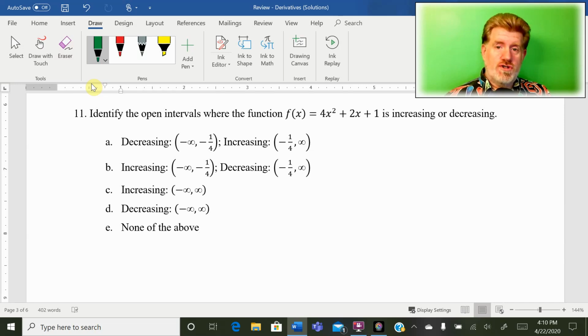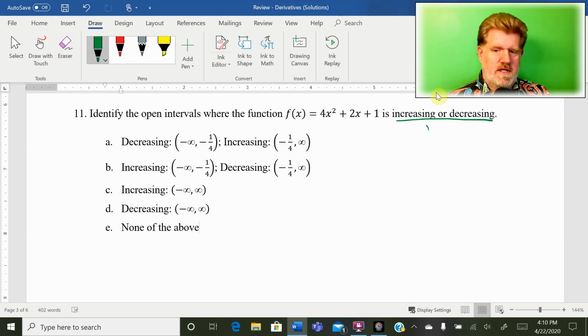Now these are all multiple choice questions. I gave these to you just so that you can see how the answers look and remind you how to do things in case you've forgotten them. It's been a while. All right, we want to know where the function is increasing or decreasing.